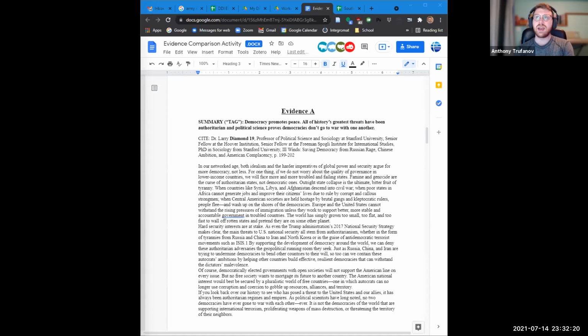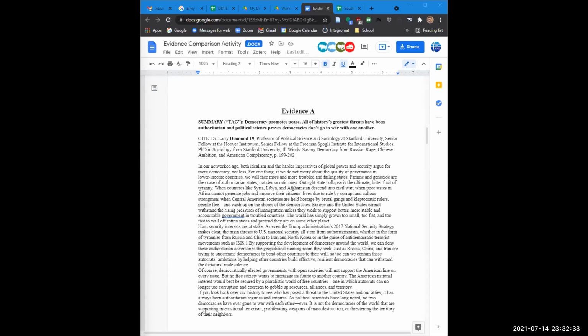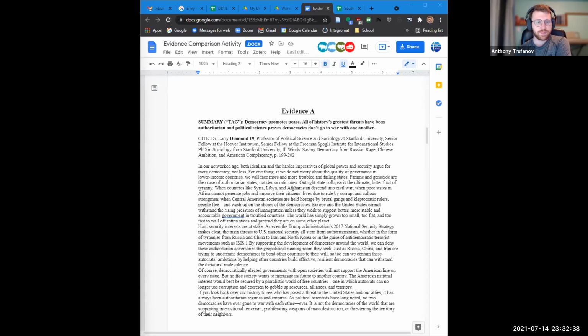Okay, awesome. So evidence A uses some examples. Evidence B does not really use examples. It only really attacks what evidence A is saying. That's a good comparison. I like it. Let's hear from someone else. A different even group. Why is evidence A better than evidence B?